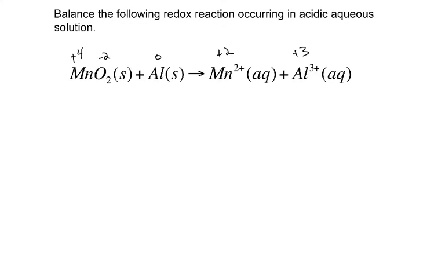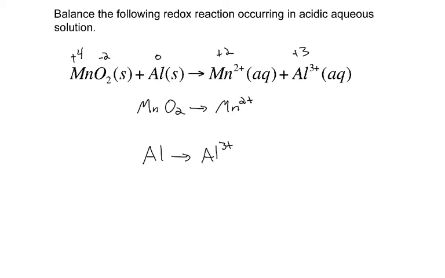So my reduction half reaction will involve the MnO2 on the reactant side and the Mn2+ on the product side. So my reduction half reaction, unbalanced at least, is there. And then the oxidation half reaction, we can see that aluminum was oxidized. It went from 0 to +3. So my oxidation half reaction is going to be Al going to Al3+, and we'll treat these reactions in order.